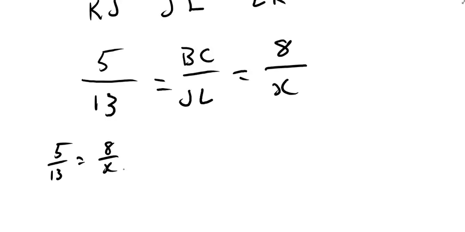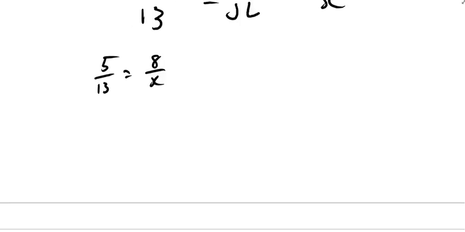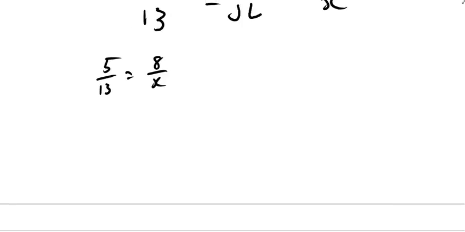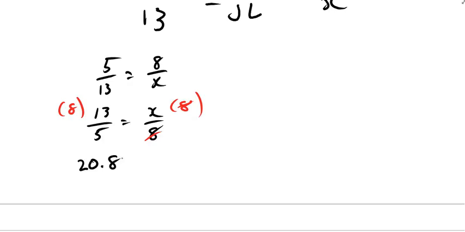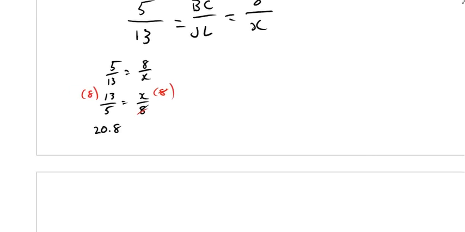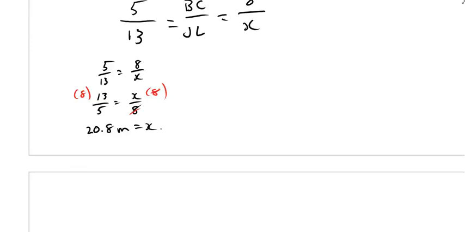I think I know what you're saying, and we kind of can do that, but we have to do something first. Remember, if x is on the bottom, it's a little bit trickier. So you can flip both sides to put x on top. And then I multiply both sides by 8 to get rid of the 8 on the bottom. And 8 times 13 divided by 5, that's what you were saying, right? Is 20.8. And we always use units, meters. That's my x.